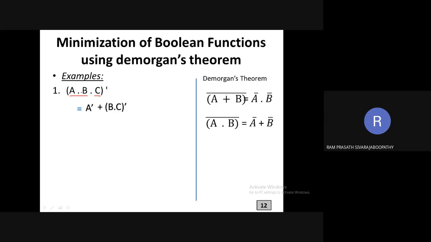கரெக்ட்டா? Again a dot b whole bar நீங்க காம்ப்ளிமெண்ட் பண்ணா என்ன கிடைக்கும்? a bar plus b bar கிடைக்கும். So finally we will be getting a bar plus b bar plus c bar. This is the answer. That's it. Fine. So a bar plus b bar plus c bar is the answer.